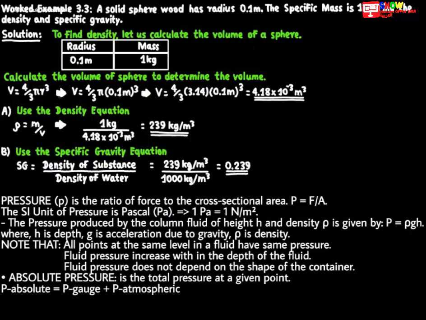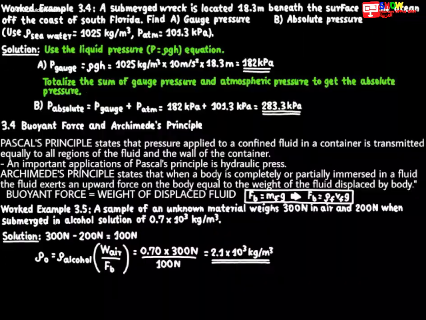Pressure is the ratio of force to the cross-sectional area. The SI unit of pressure is the Pascal. 1 Pascal is equal to 1 Newton per meter squared. The pressure produced by a fluid column of height h and density rho is given by P equals rho g h, where h is the depth and g is the acceleration due to gravity. Absolute pressure is the total actual pressure at a point.